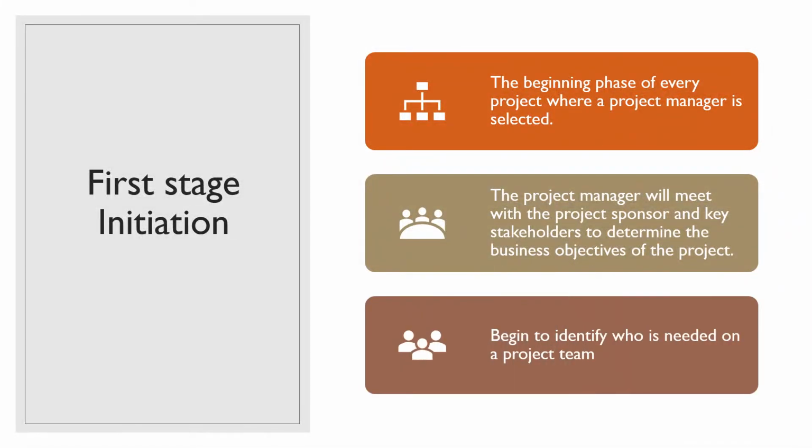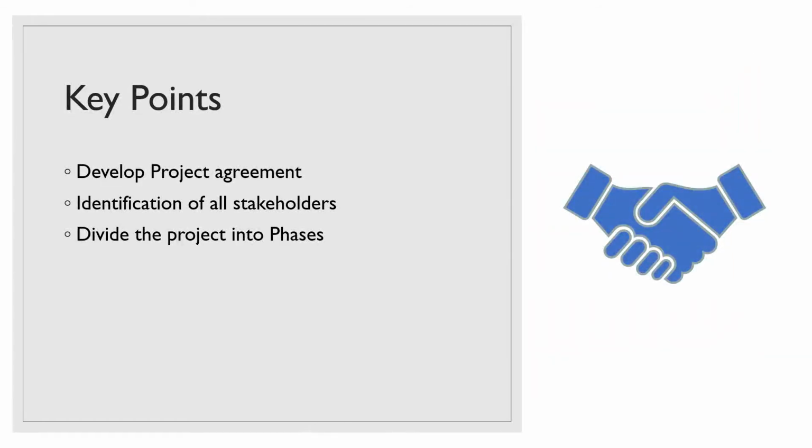Next, he will identify who is needed on your project team. This typically means selecting your team or employees who will be working with you under that particular project. The key point of this stage is to develop an agreement. An agreement is a legal document which jots down all the points of the contract. It also helps in identifying the stakeholders, the partners, and the vendors for your project or event. It helps you divide the project into different phases.